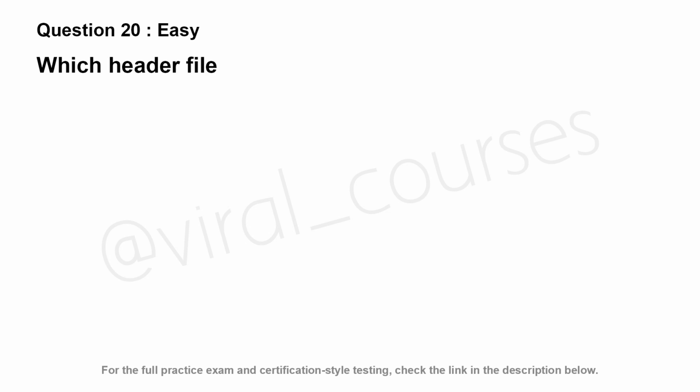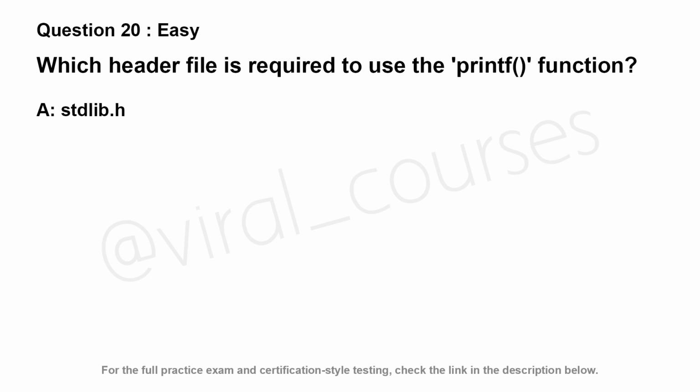Which header file is required to use the printf function? Option A, stdlib.h. Option B, conio.h. Option C, stdio.h. Option D, string.h.